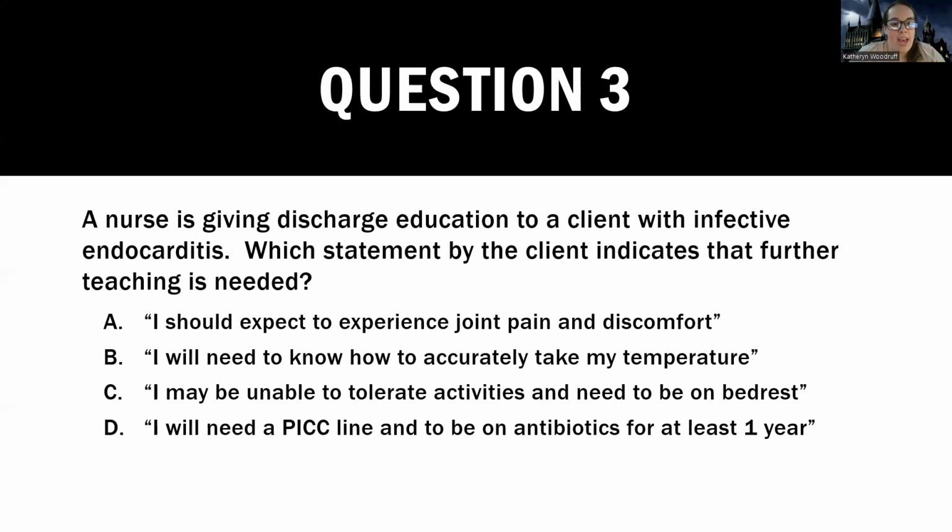Question 3. A nurse is giving discharge education to a client with infective endocarditis. Which statement by the client indicates that further teaching is needed? So discharge education. This patient's getting ready to go home, so we're thinking they're in a less acute period. You should always think about, is there something happening right now, or where are we at in our stay? And it says, which statement by the client indicates further teaching is needed?